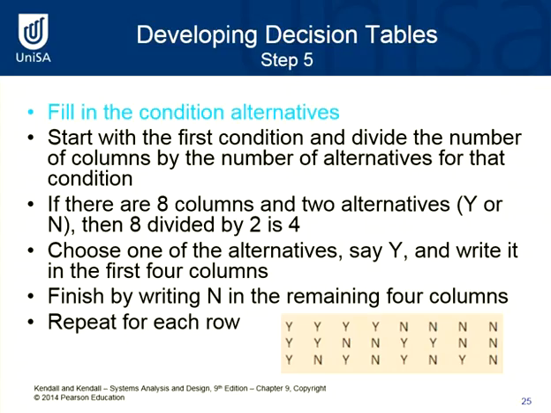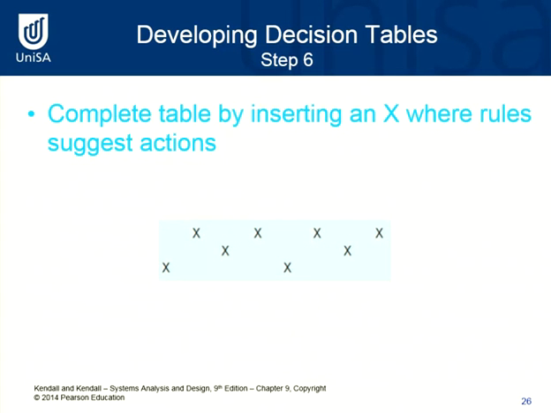If you had 16 columns, then you'd have eight Y's and eight no's, then four Y's and four no's, and you just keep going down, okay, and halving it each time you go down. So it's a bit of a rule that you should follow in populating the columns for each of those conditions. Then you complete the table by inserting an X where the rules suggest actions.